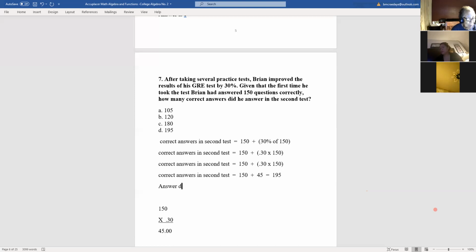than 150. So when you read a question, look at things you can eliminate, like in the multiple choices. You can eliminate A and B because it can't be less than 150. It's got to be a number greater than 150. Got it? So that's the key sometimes when you're doing multiple choices, being able to eliminate what are obviously wrong answers. A and B are obviously wrong answers because they're less than 150, and your answer has to be a number greater than 150 since it said Brian improved the results by 30%. Got it?